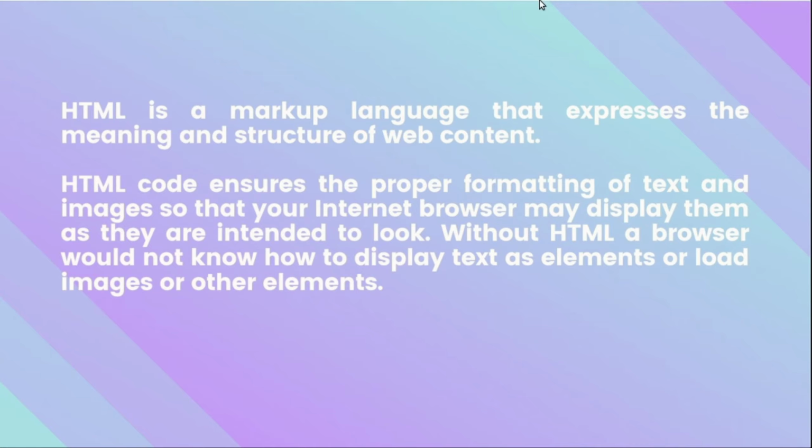HTML is a markup language that expresses the meaning and structure of web content. HTML code ensures the proper formatting of text and images so that the internet browser displays them as they are intended to look. Without HTML, a browser would not know how to display text as elements or load images or other elements. So we will use HTML to add headings, paragraphs, forms, and images, and so on.